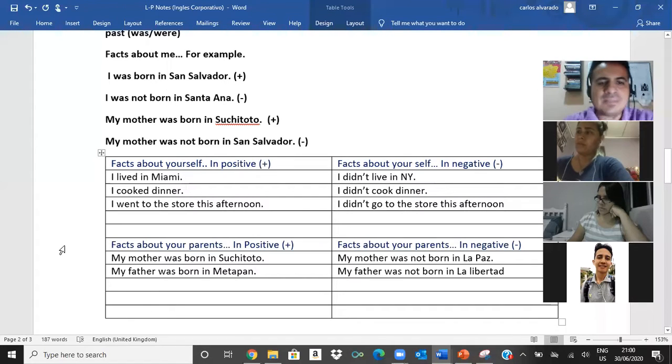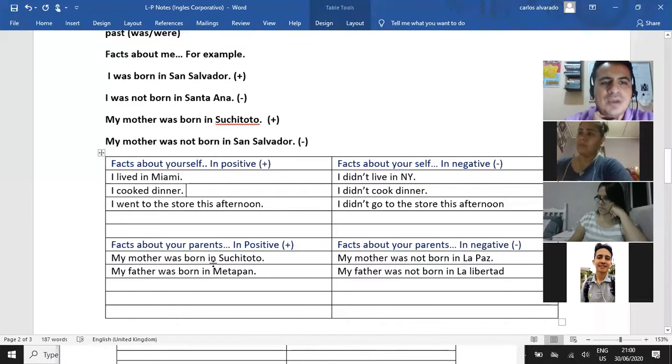Okay. Facts about my parents. My mother was born in Suchitoto. My mother was not born in La Paz. My father was born in Metapan. My father was not born in La Libertad. Okay, simplemente estoy haciendo, speaking in the past, positive and negative. True or false? Todas estas son verdades. Aunque están en negativo, son verdades.